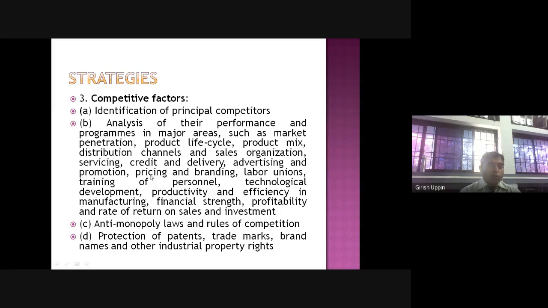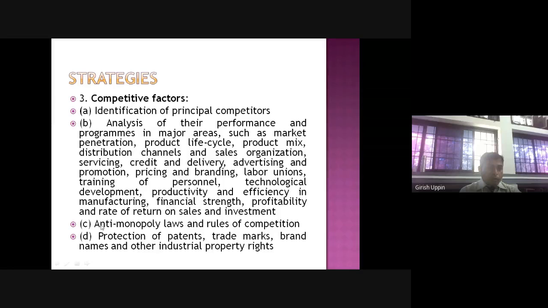When you are talking about competition, let us say Apple and Samsung, the best example of competitors. When Apple is doing all this analysis, they will analyze Samsung with respect to their product mix, what is the product life cycle, what kind of technological development they are making, how efficient their manufacturing is, how they are managing their finance, things like that. They study that.